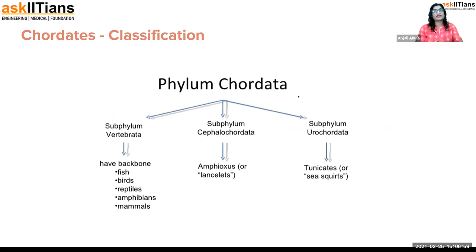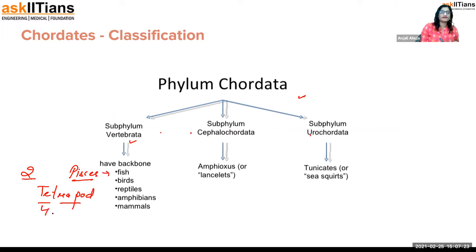Phylum chordate is further categorized into subphyla: vertebrates, cephalochordate, and urochordate. Subphylum vertebrate has a proper backbone. The notochord has developed to form the backbone. It is further categorized into two subclasses, I will say. One is Pisces and one is Tetrapoda. Pisces include all the fishes. And Tetrapoda, tetra means four, poda means feet, four feet. So birds, reptiles, amphibians, mammals, they all are under the Tetrapoda subclass.